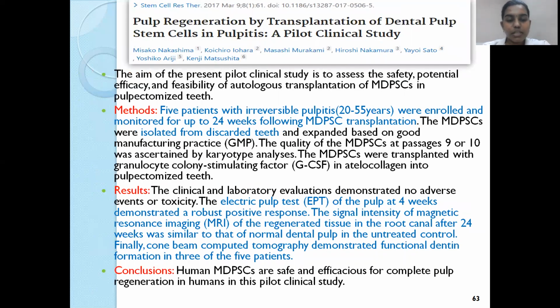Another study by Nakashima et al. on pulp regeneration by transplantation of dental pulp stem cells in pulpitis showed that the electric pulp test of the pulp at 4 weeks demonstrated a robust positive response. The signal intensity of the magnetic resonance imaging of the regenerative tissue in the root canal after 24 weeks was similar to that of the normal dental pulp in the untreated control. Finally, cone beam computed tomography demonstrated functional dentine formation in 3 of the 5 patients.